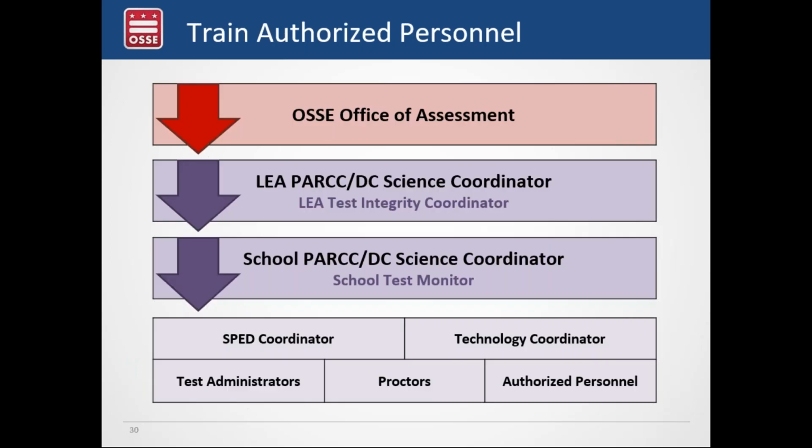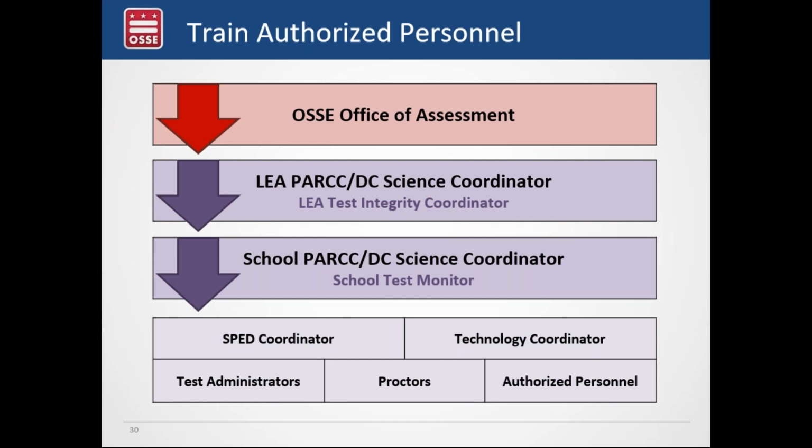All right, you have your staff set up, you know what their roles are, but they need to know what their role is. So one of the things that you'll be doing is training your staff, or your authorized personnel as we call them, for testing. The Office of Assessment trains you through things like this, as well as test security training. And then you would train your school test coordinators. Again, that may be yourself if you are serving in both roles.